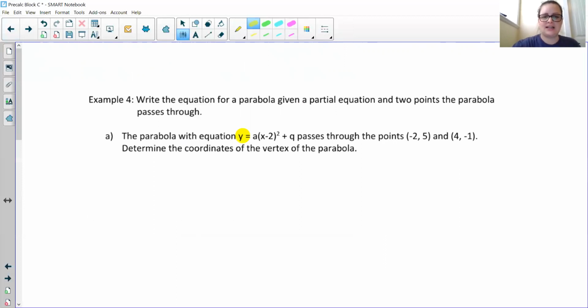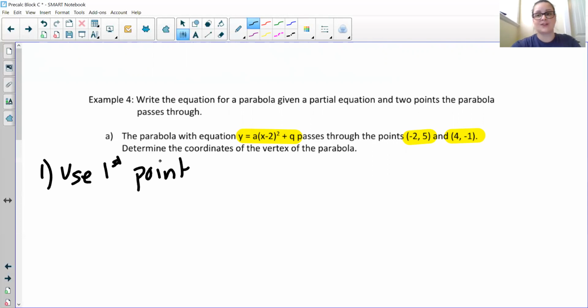So this one gave us just p. You could also do it if it just gave you q, and it gave us these 2 points. Okay. So I'm going to go through how to solve that. So the first thing you're going to do is you're going to use the first point.